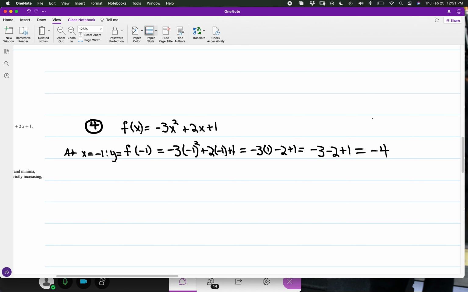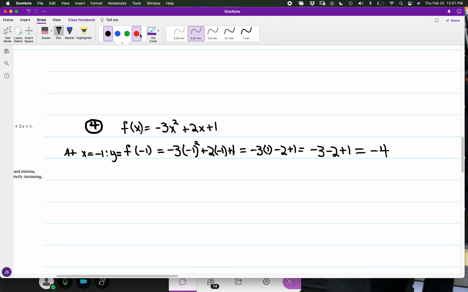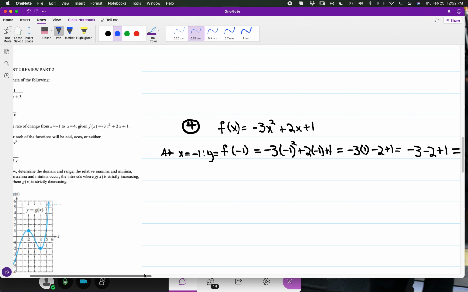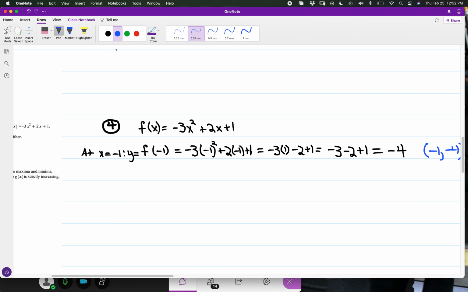So you're looking at the points on the graph of this function, whereupon when x is -1, y is equal to -4. And for the second point, we're looking at x is equal to 4. And so we have y equal to f of 4.